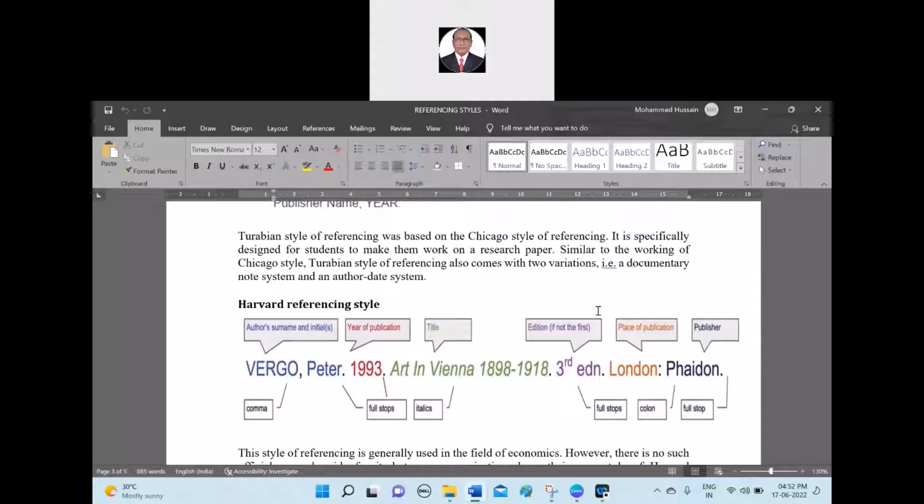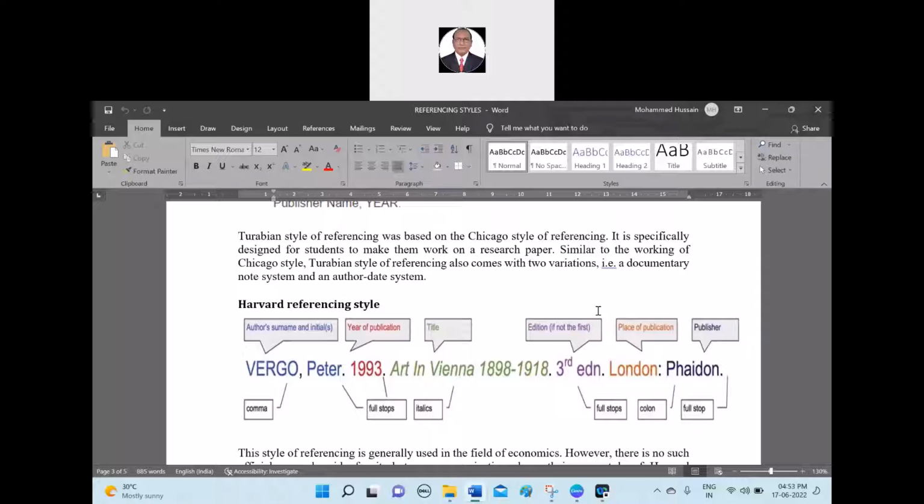If four authors are there, don't write all authors; write the first author and you write 'and others'. Then you can write the title as usual, and the rest is the same.